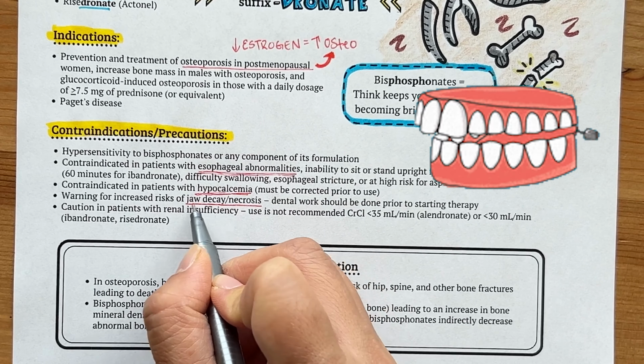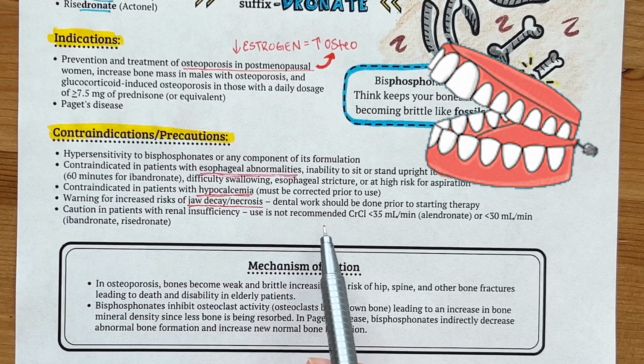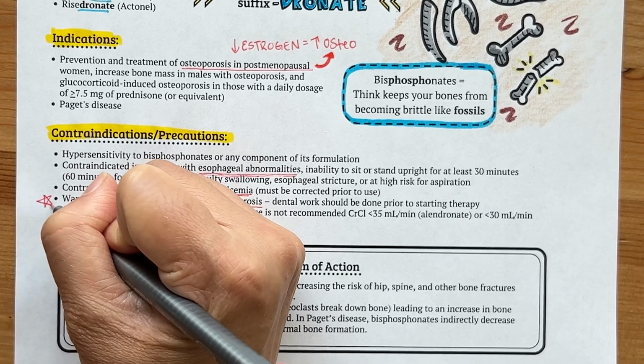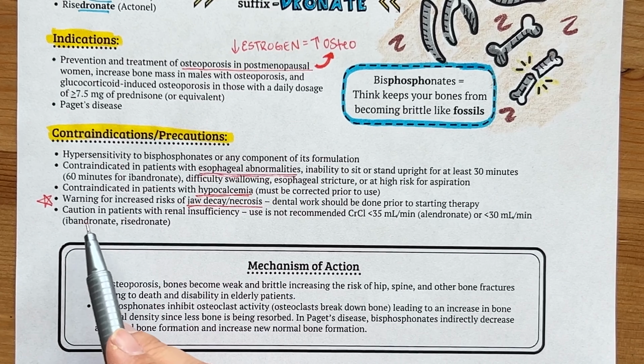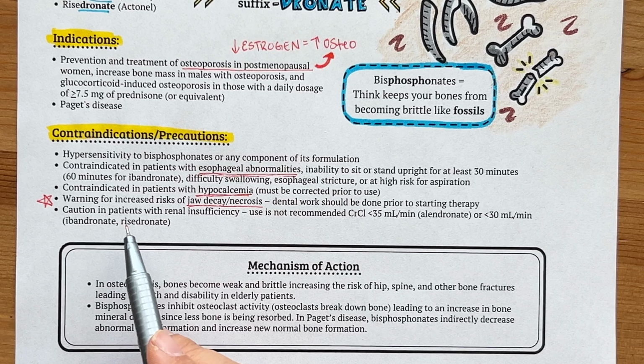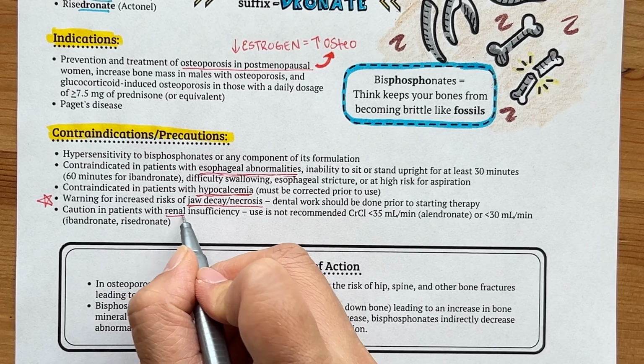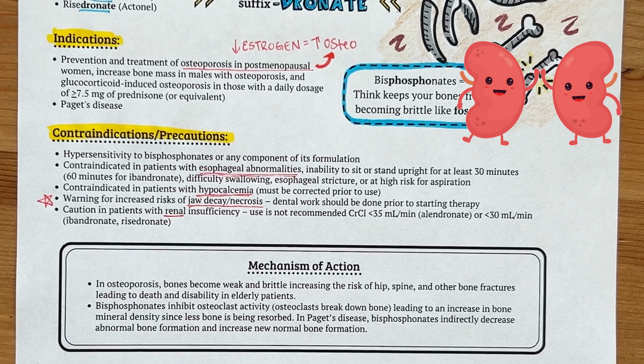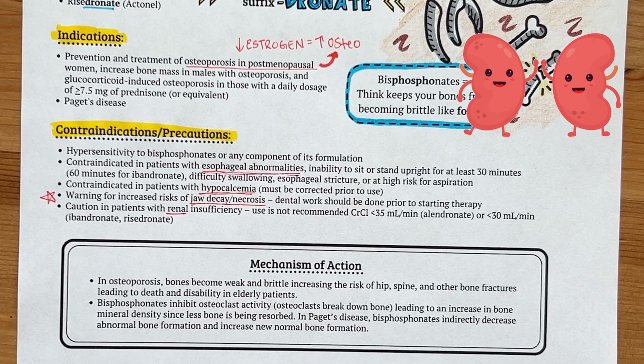Now for a jaw-dropping fact and something super important to note for exam is the warning for increased risk of jaw decay and/or necrosis with these medications. It is a rare condition and it is unsure why it exclusively happens in the jaw. Last but not least, some of the medications in this class require renal adjustment, so it is important to be cautious in patients with renal impairment.